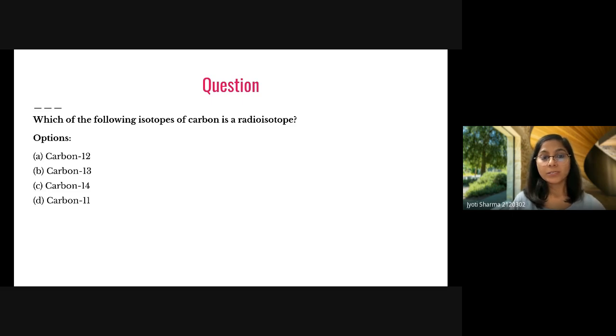What do you think? What is the radioisotope of carbon? We already have talked about radioactive dating, in which we had the ratio of C14 to C12. Yes, the answer should be C14 only. So this is carbon 14.